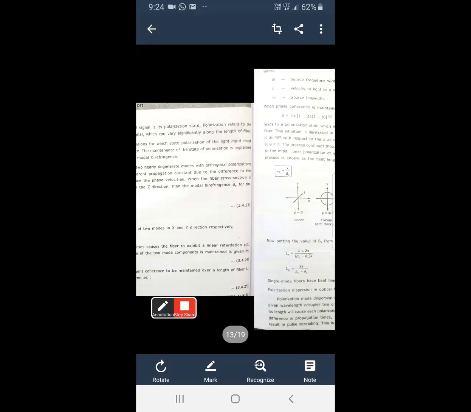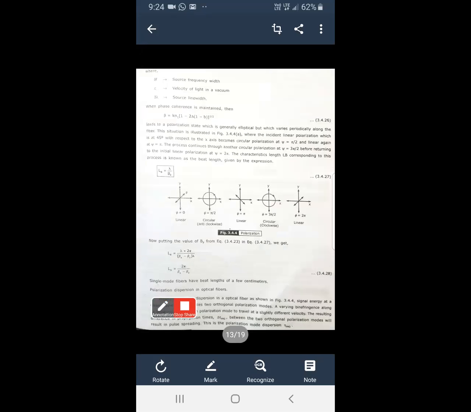If phase coherence is maintained, then beta is equal to k into n1 into (1 minus 2 delta) whole power 1 by 2. Okay, if phase coherence is maintained, then the propagation constant beta is equal to k into (2 delta) whole power by 2.